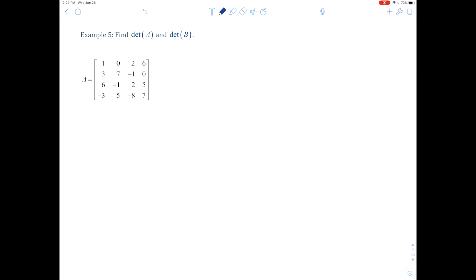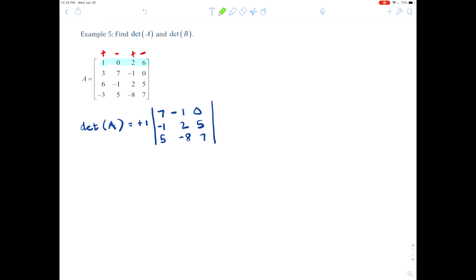Okay, here we go. I'm going to expand about the first row. Again, using our shortcut, we'll have plus, minus, and let's do it. So our determinant of A equals positive 1 times, now we're going to get a 3 by 3. For the first one, I'll show you what gets crossed out. When we expand about the entry in the first row, first column, we get this resulting matrix: 7, negative 1, 0, negative 1, 2, 5, and 5, negative 8, 7. Cool? And so next up, what are we going to be doing?